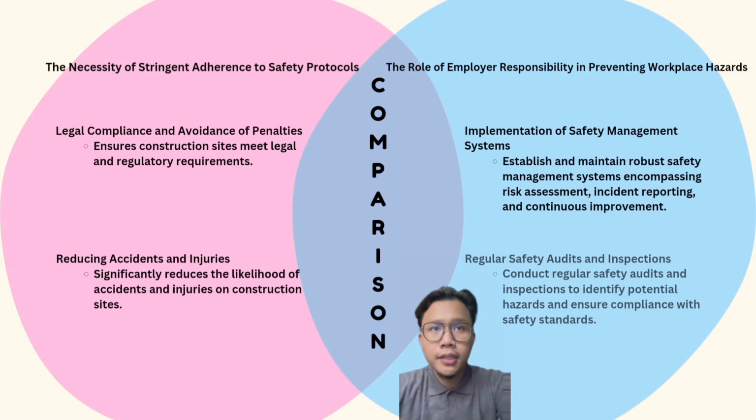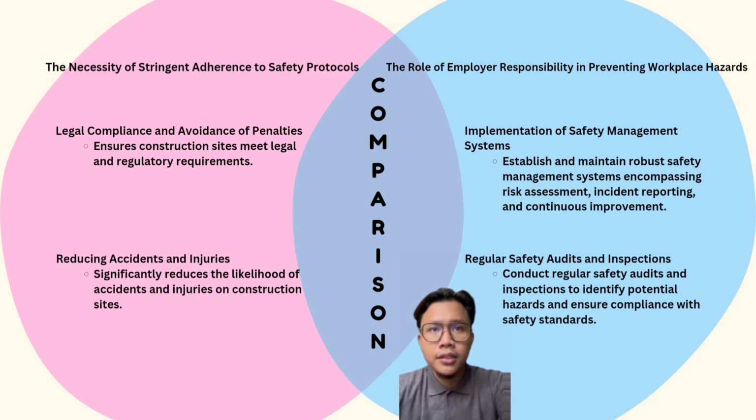We move on to the comparison between the necessity of stringent adherence to safety protocols and the role of employer responsibility in preventing workplace hazards. For the necessity of stringent adherence to safety protocols, the first point is legal compliance and avoidance of penalty, to ensure construction sites meet legal and regulatory requirements. For the role of employer, the implementation of safety management system is to establish and maintain a robust safety management system encompassing risk assessment, incident reporting, and continuous improvement.